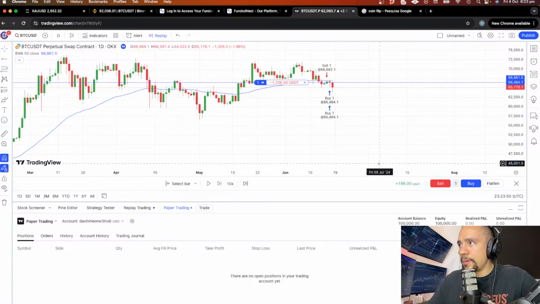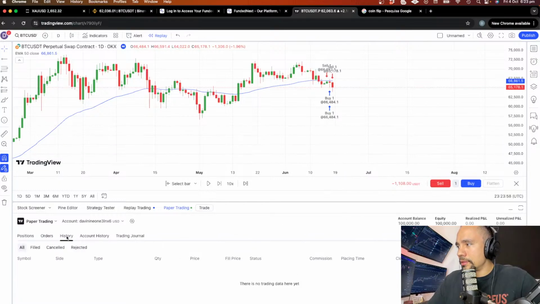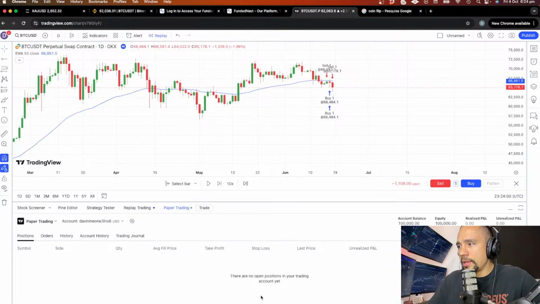And next bar, ooh, we lost 1,300. So sell. Okay, and then it should be appearing here. I don't know why it's not appearing here, but it's showing here like the profits and losses. Okay, let me see if.